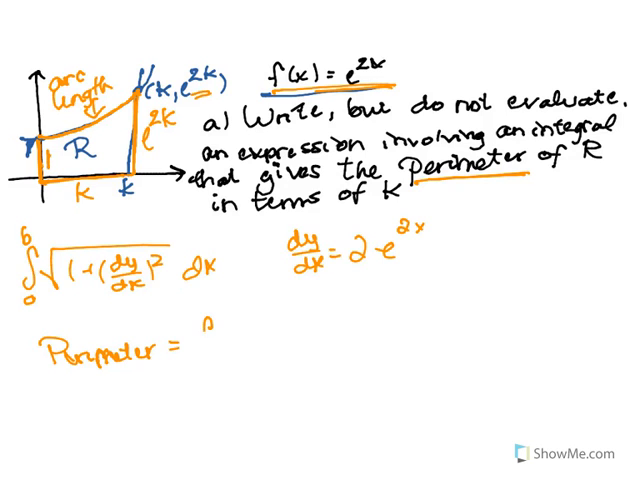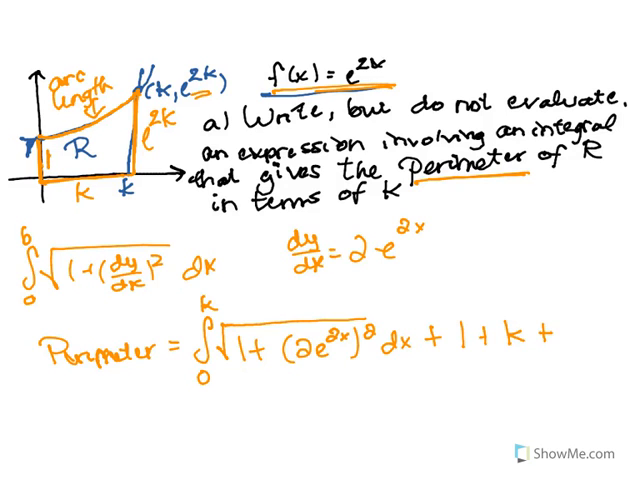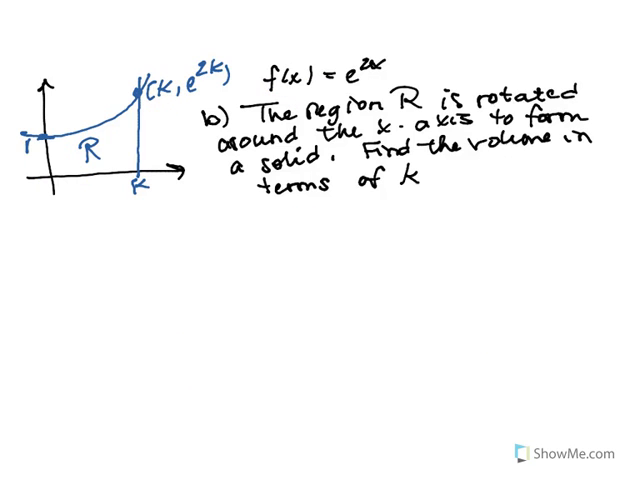So I'm just going to go ahead and go straight to the expression for perimeter, which is going to be the integral from 0 to k. Those are the x values that form the boundaries on my arc there. Square root of 1 plus 2e to the 2x squared dx. So that's going to give me the arc, and then I'm just going to add on these other 3 sides. Plus 1 plus k plus e to the 2k. And that expression would give us the perimeter.